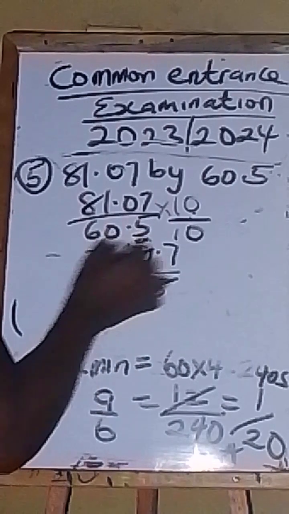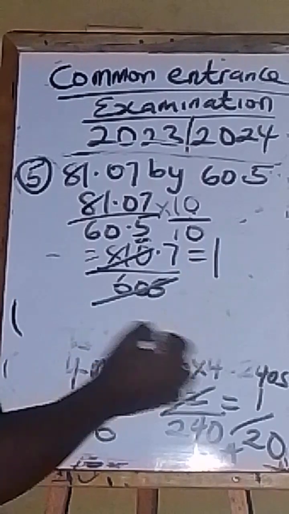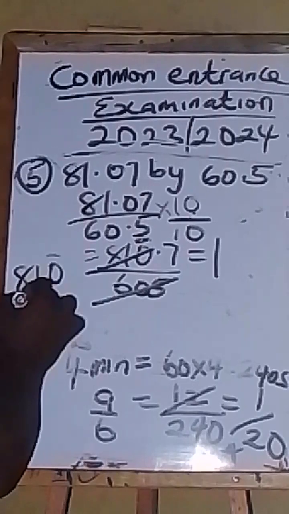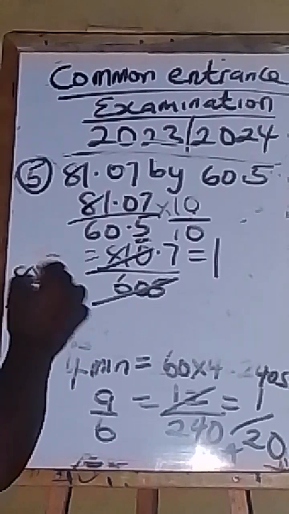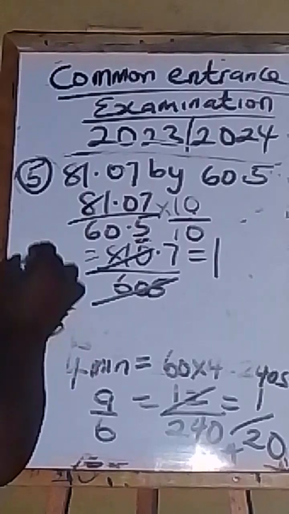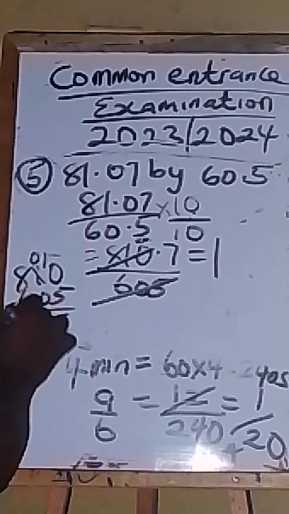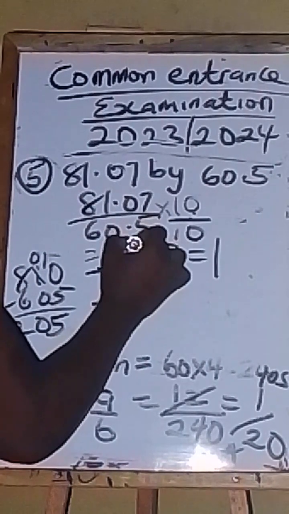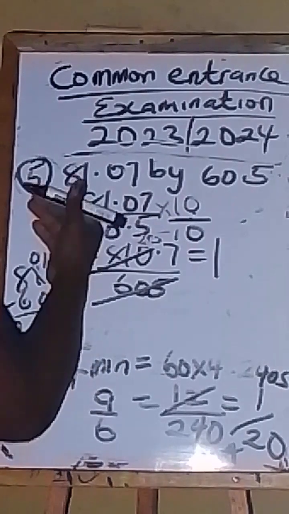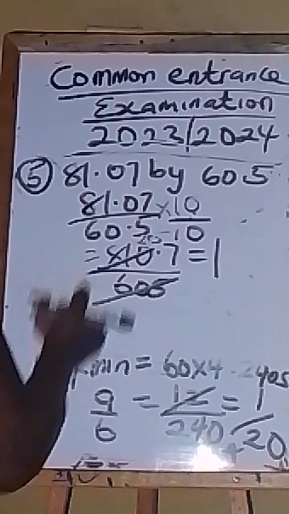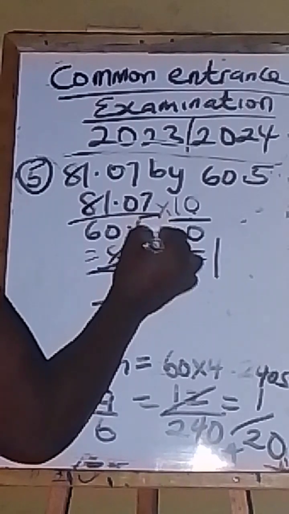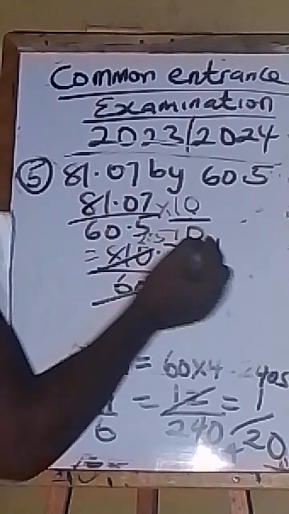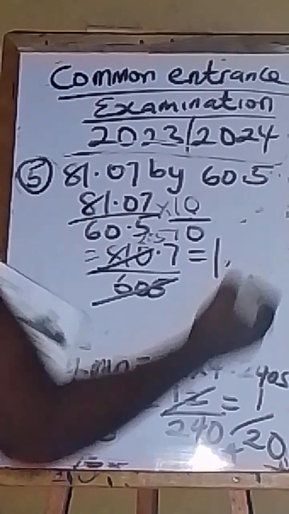So 605 into 810, that will give us 1. Then you subtract 810 minus 605. Borrow 1 here, we have 5. We have a 0, then we have 2. So this will give us 205. Since we have points, you indicate the point. This is 205.